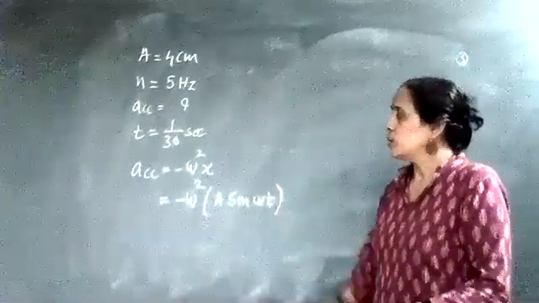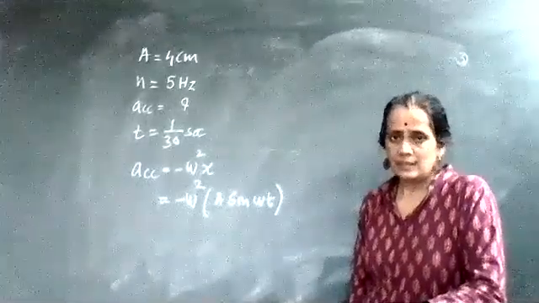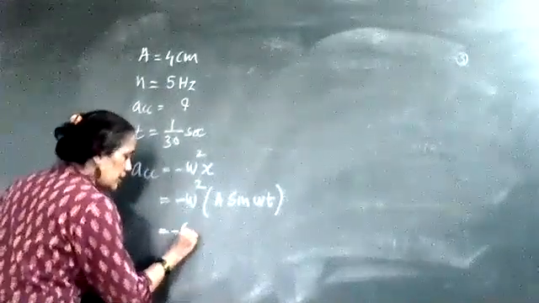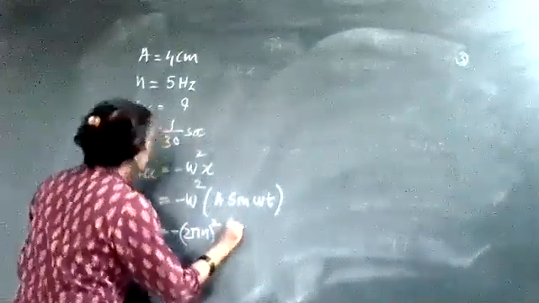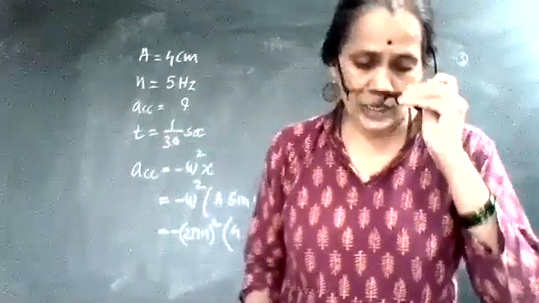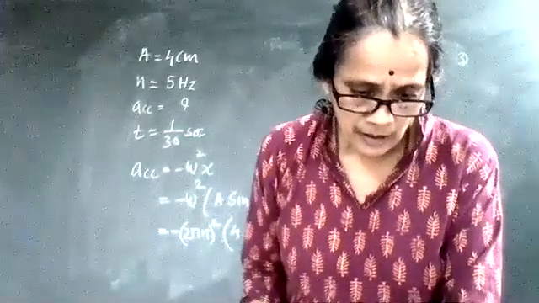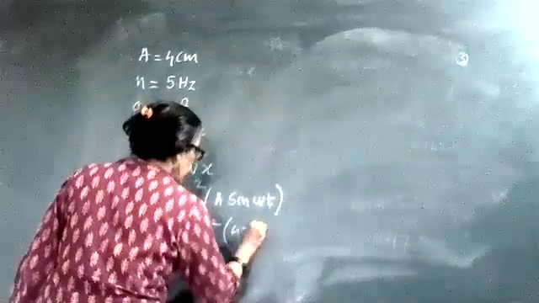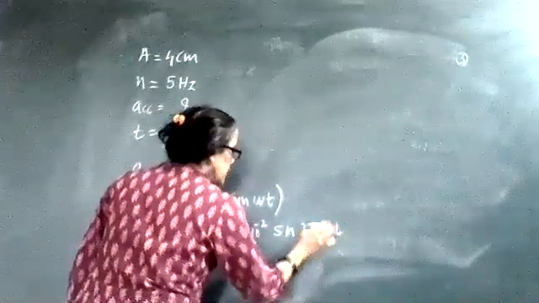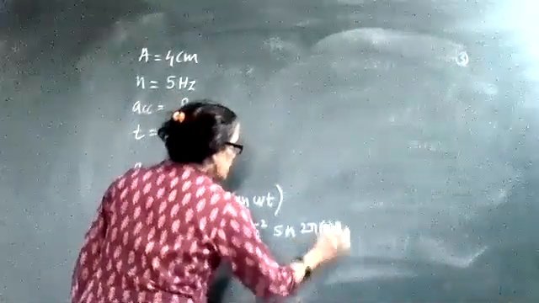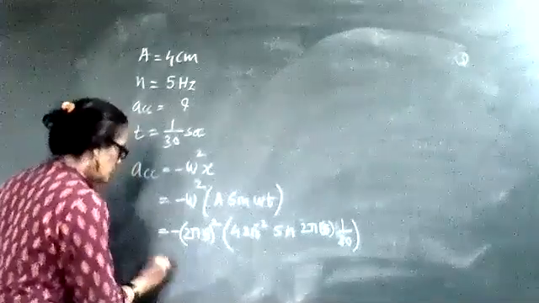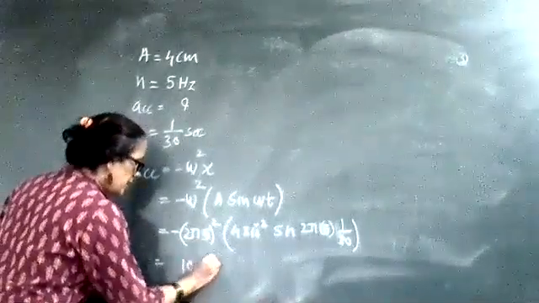And now here I am going to put the values. So instead of omega square I put the value of omega. So omega value is 2 pi n, squared, into bracket a, which is your 4 centimeter. If I want the acceleration in the SI system, I will write here 4 into 10 raised to minus 2. Then sine of omega t is nothing but 2 pi n into t. And frequency is given 5. Time is also given, which is equal to 1 by 30. So how much am I getting? 10 pi square. So it is 100 pi square.